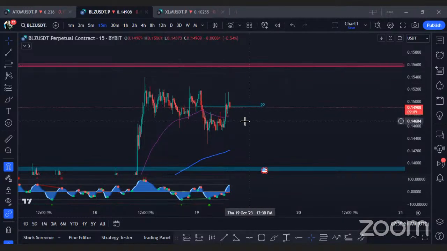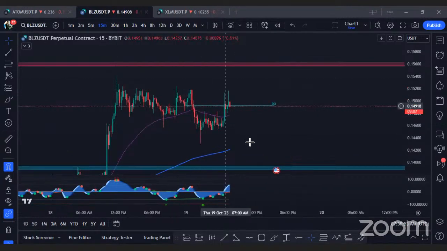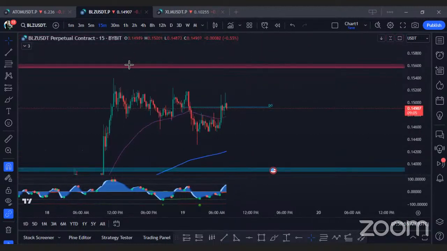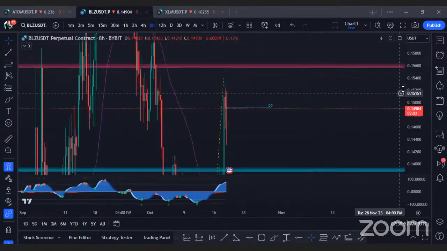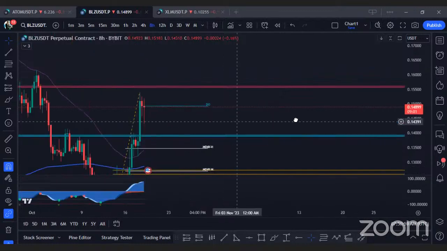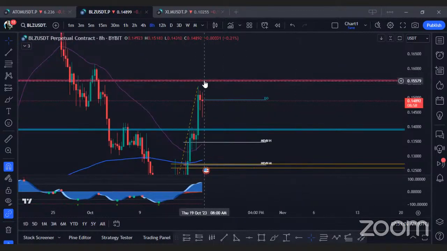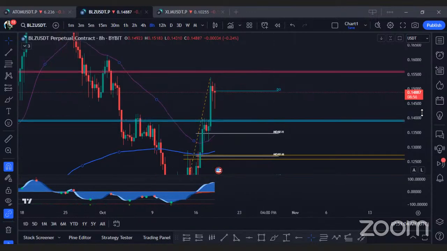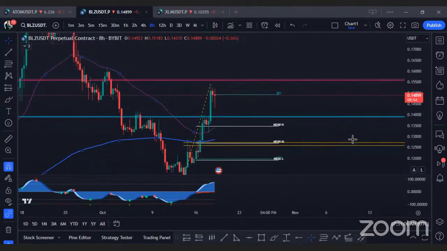0.0156 or 155. Those were the levels I was looking at yesterday, but unfortunately, we didn't get to that level. I'll still wait for it to come and reject at this level here. That's just an area of interest for me.